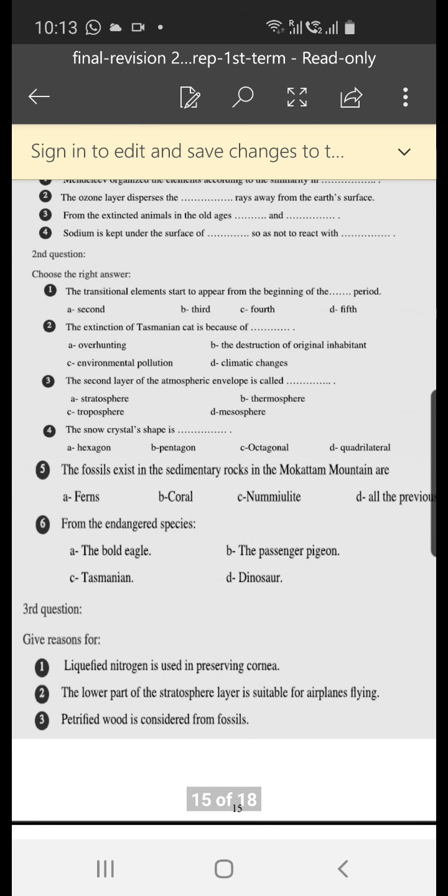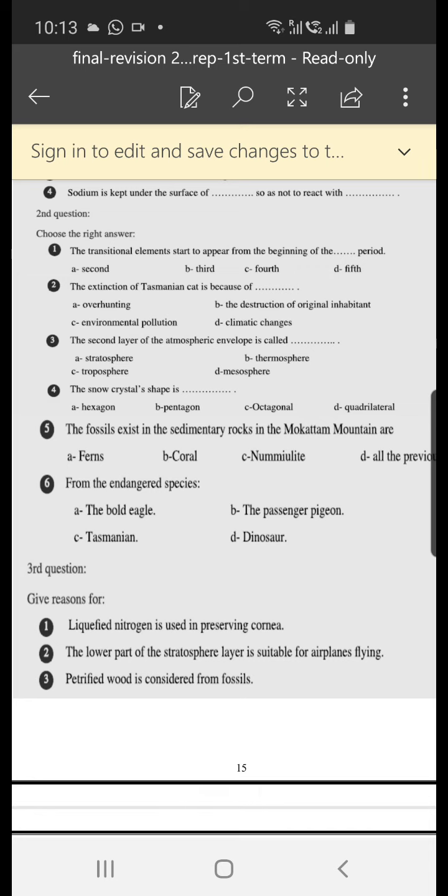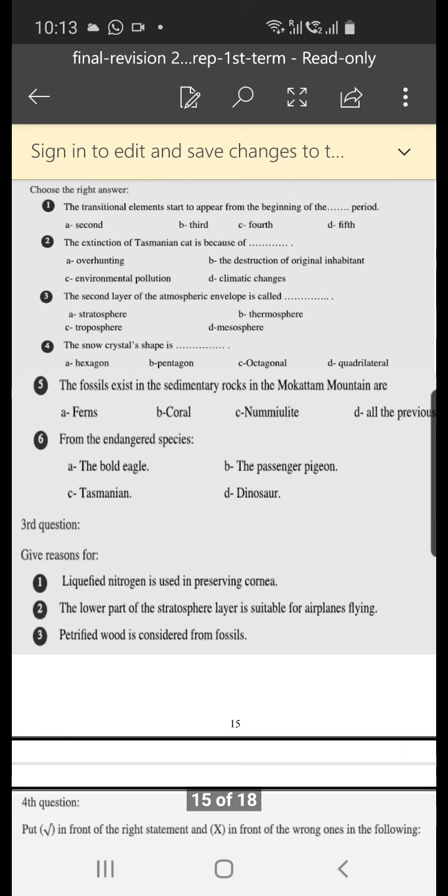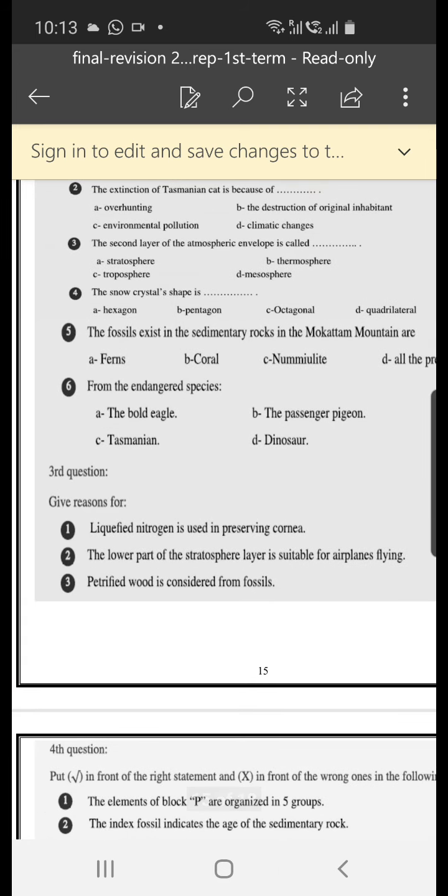Question number 2, choose the right answer. Number 1, transitional elements start to appear from the beginning of space period: second, third, fourth, fifth. The answer is fourth. Number 2, the extinction of Tasmanian cat is because of overhunting, but this question is cancelled. Number 3, the second layer of the atmospheric envelope is called stratosphere, thermosphere, troposphere, mesosphere. The second layer is stratosphere.